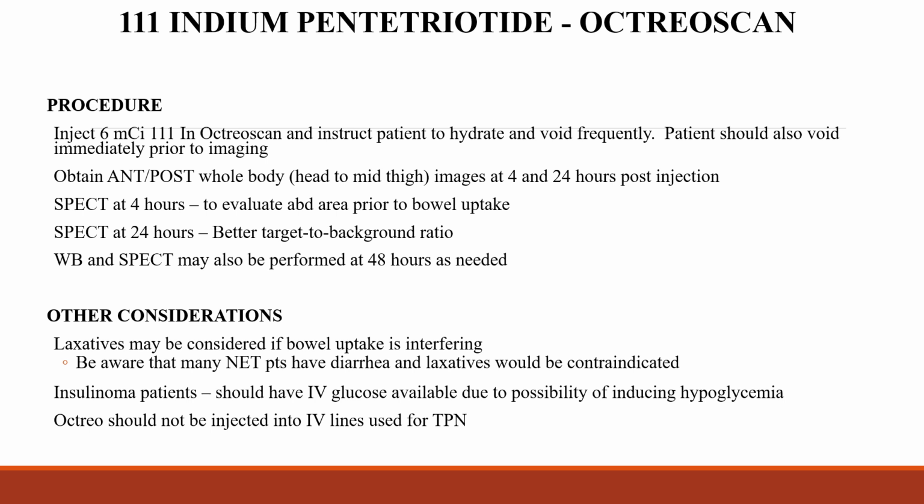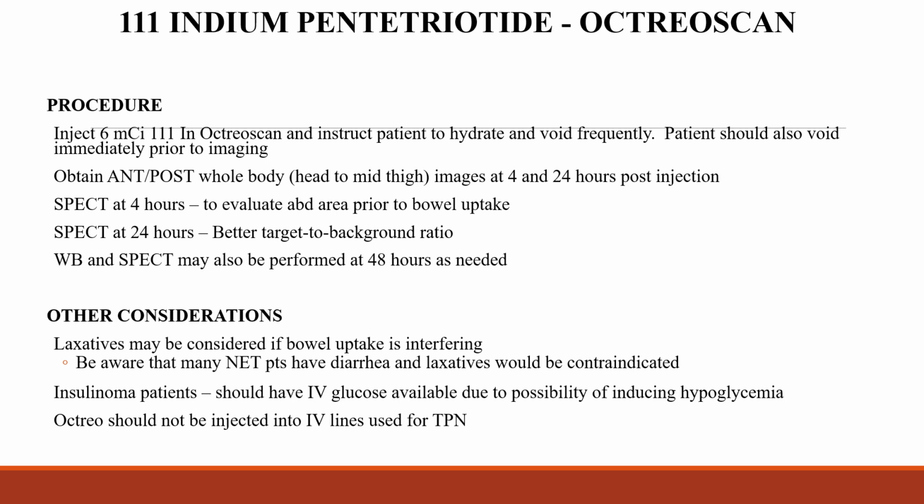Insulinoma patients should have IV glucose available due to a possibility of becoming hypoglycemic. Insulinoma patients, this is overproduction of insulin. And so these are a type of neuroendocrine tumor that's in the pancreas. There's a couple different neuroendocrine tumors that can happen in the pancreas. Of course, the insulinoma patients, the pancreatic islet cells. So there's a couple different ones, but this one has to do with their blood sugar regulation, and so that would be bad. Octreoscan should not be injected in lines that are there for parenteral feeding.